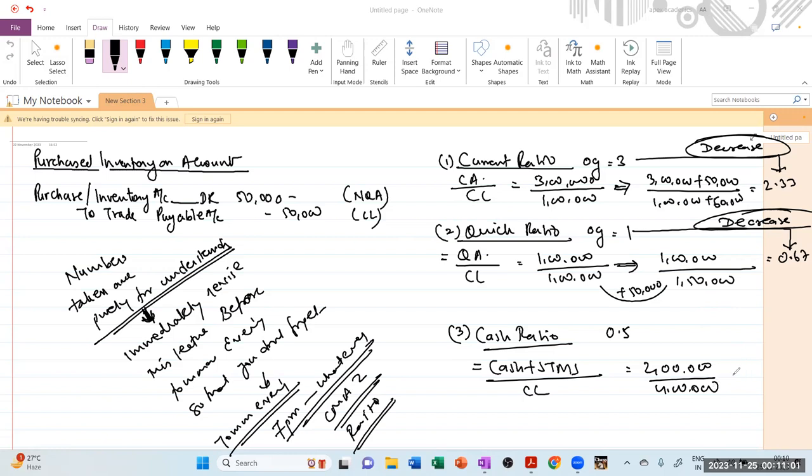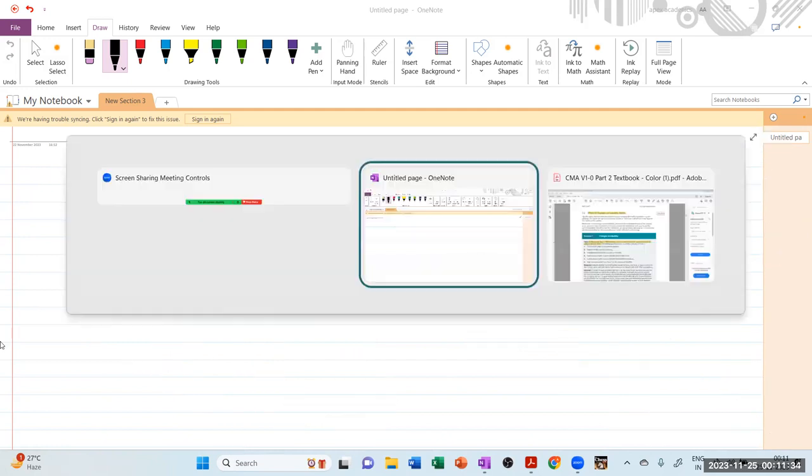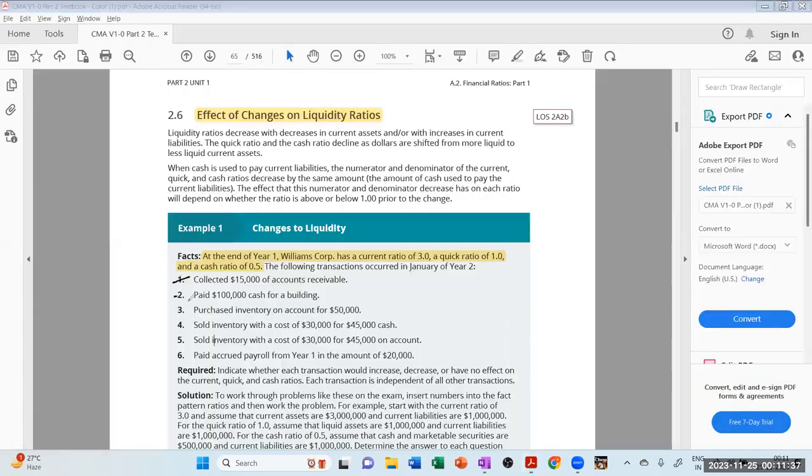Now what will happen over here? This will get changed to 2 lakhs upon 4,50,000 plus 50. What is your answer going to be? 200 divided by 450. So it is 0.44. There is a decrease. Please take a screenshot of this. I hope it's taken. Can I go ahead? Next. So this is done.